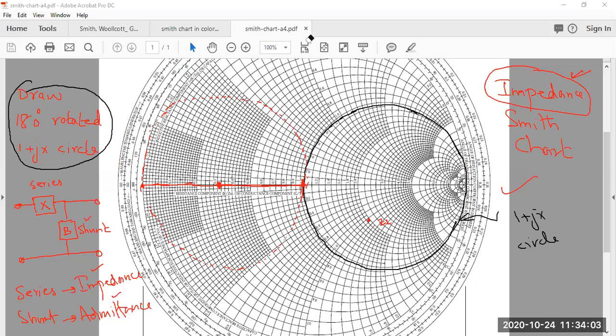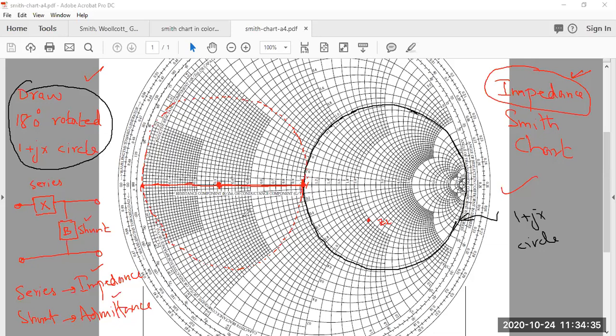So make sure that you have a compass and you do this with the help of a compass. You should not be doing this freehand in your exam. Some students assume that this is acceptable in the exam. If you draw such type of circle, it means you are not serious in your exam. So this is the circle that you will draw, which I'm calling the 180-degree rotated 1 plus jx circle.